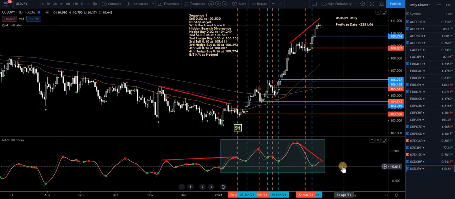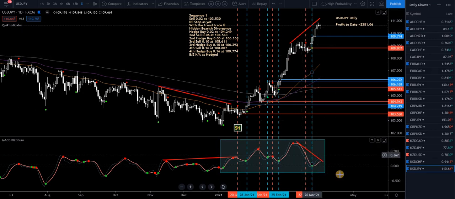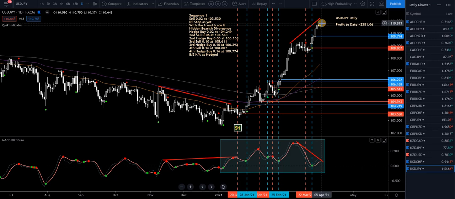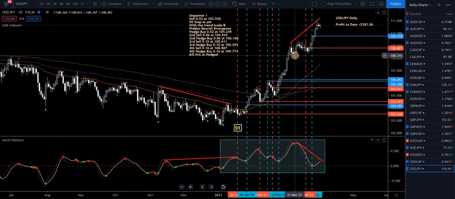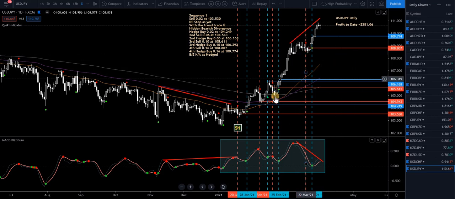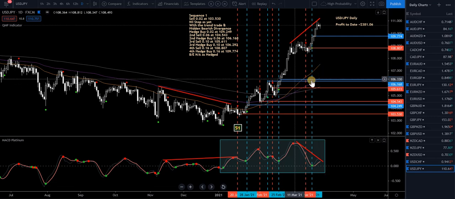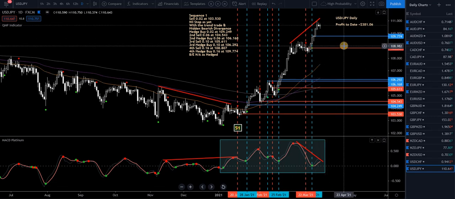Again, like the USD Swiss franc, MACD Platinum is not following price. Price is going up, MACD Platinum's going down. So we're waiting on a new sell signal, and it's to break this hedge and go to the downside, and you'll find my overall break even will be in this area here. Now, if you've added a fib to this move up, you think it's going to come back into this level anyway. So I'm not concerned about it.